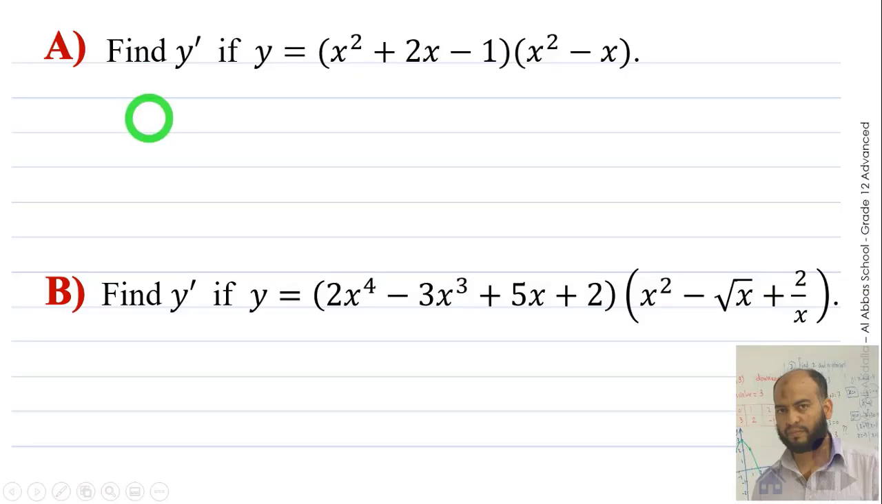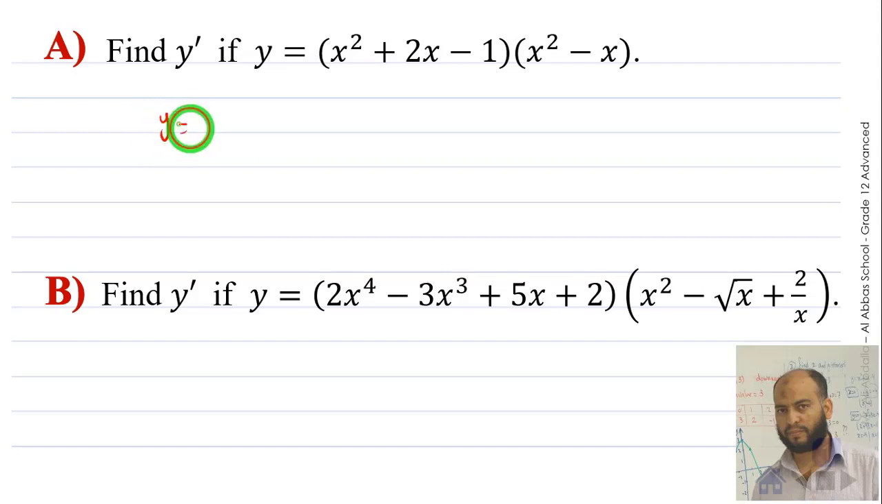Let's start with two examples. We need to find the derivative of y by using the normal rules of differentiation. To find y prime, we need to distribute these brackets before applying the normal rules of differentiation to each of the resultant terms.